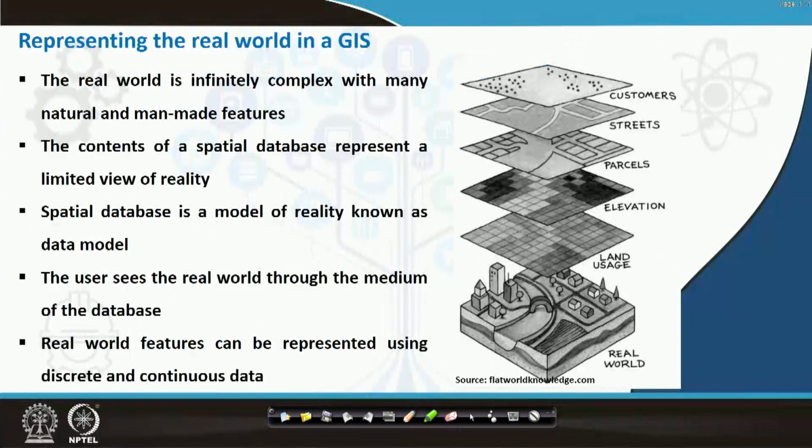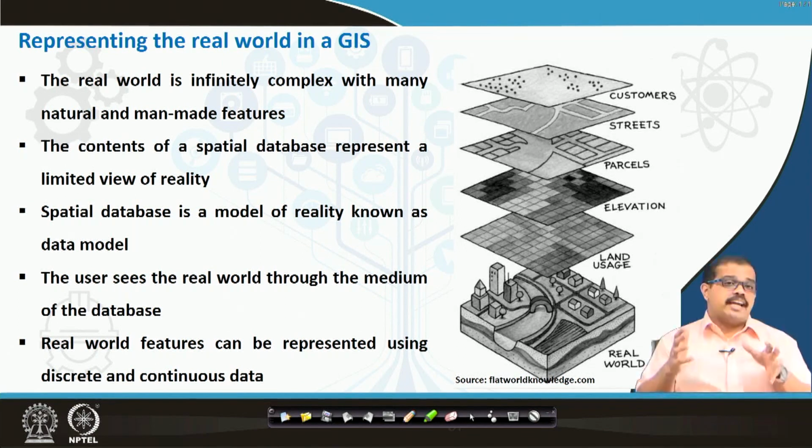Now, in the previous week we understood what is meant by a representation of the real world. The real world is infinitely complex. It has natural resources, it has changes made by man, and various features that have been completely changed by man. But how do we represent it? We can represent each of these aspects in the data model as entities.